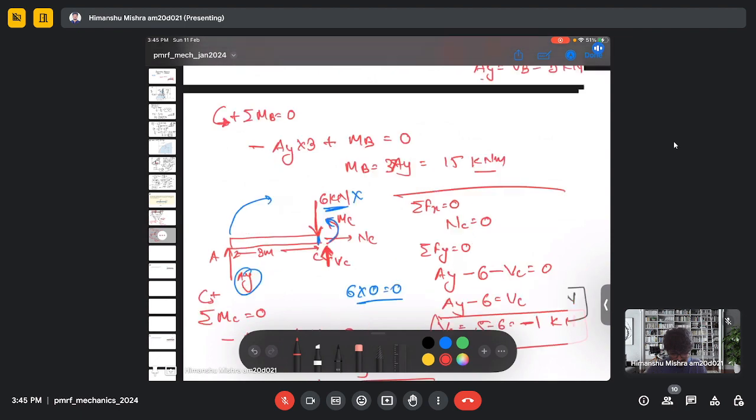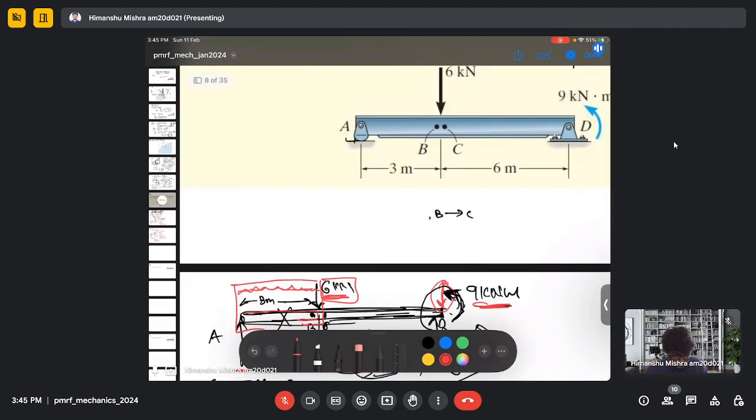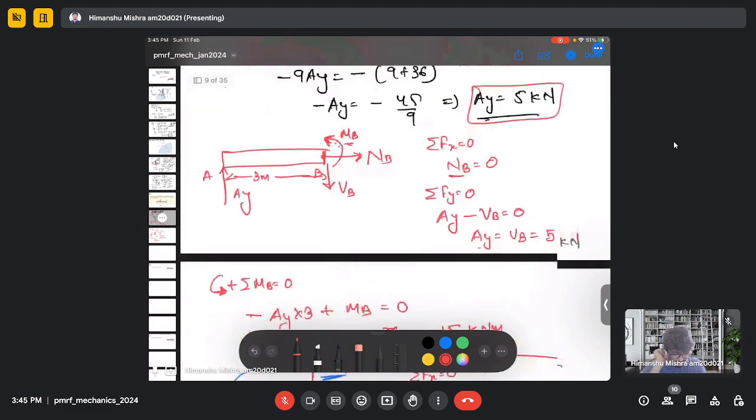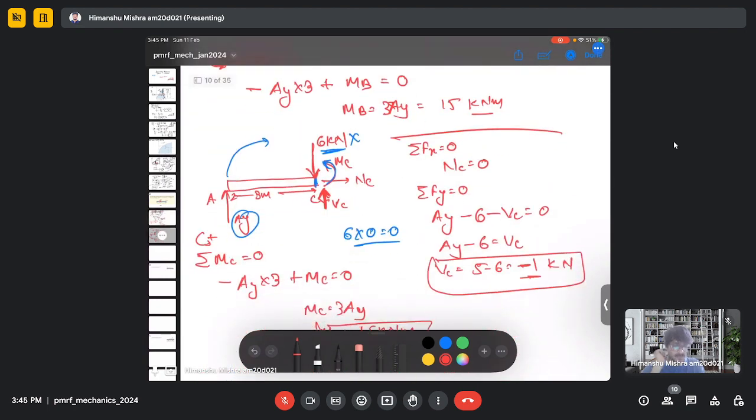So now we can see that the moment at B, just a little left of this point force, is 15, and just a little right of the point force is also 15. So the moment is not changing due to this point force. The moment is the same here, but the vertical force Vb, which was 5 kilonewton, changed to minus 1 kilonewton.